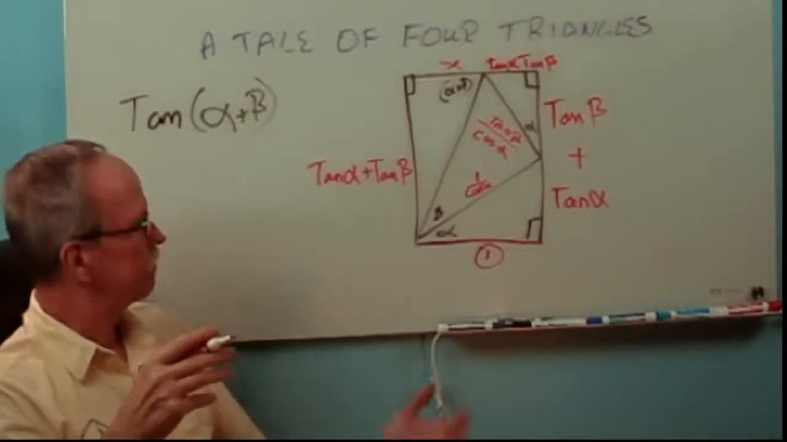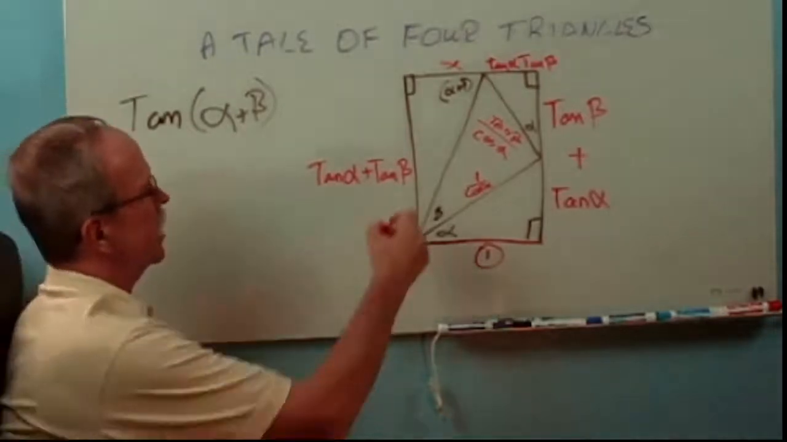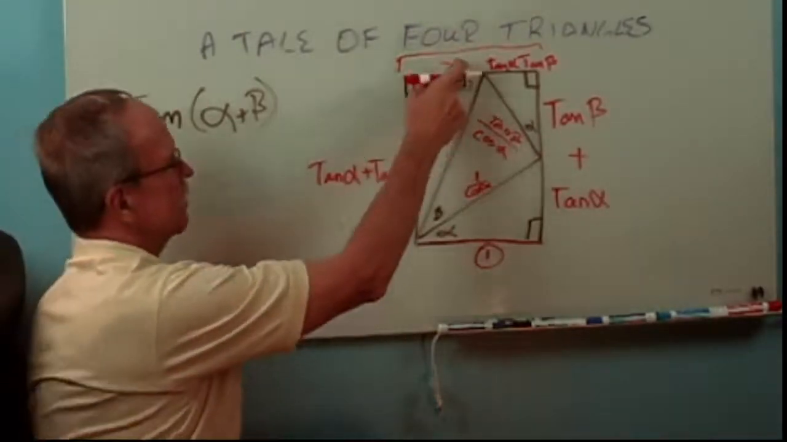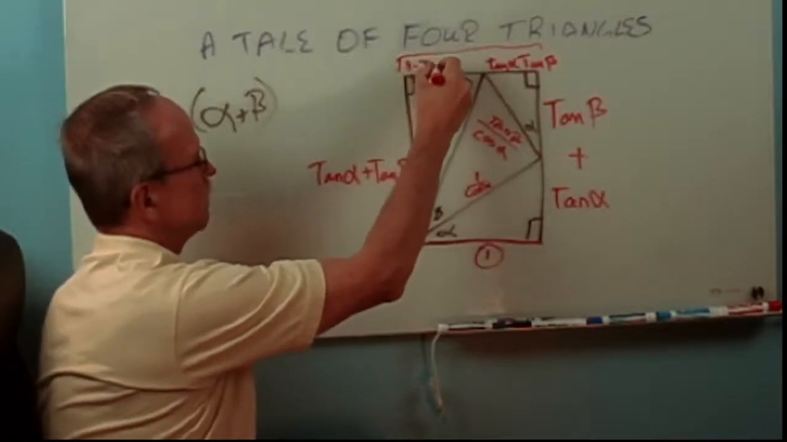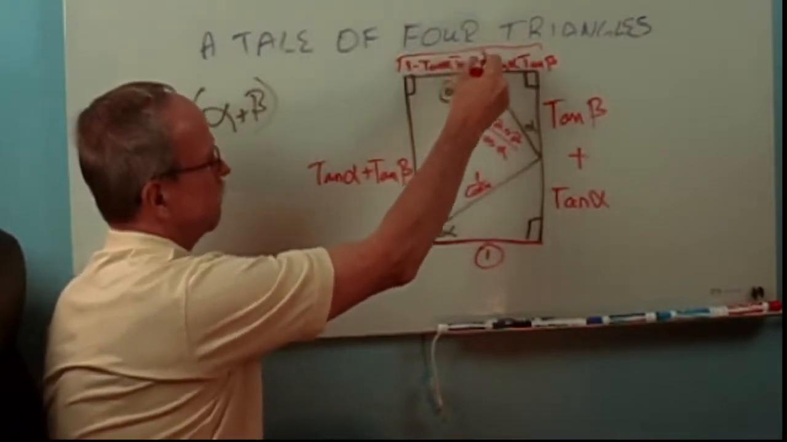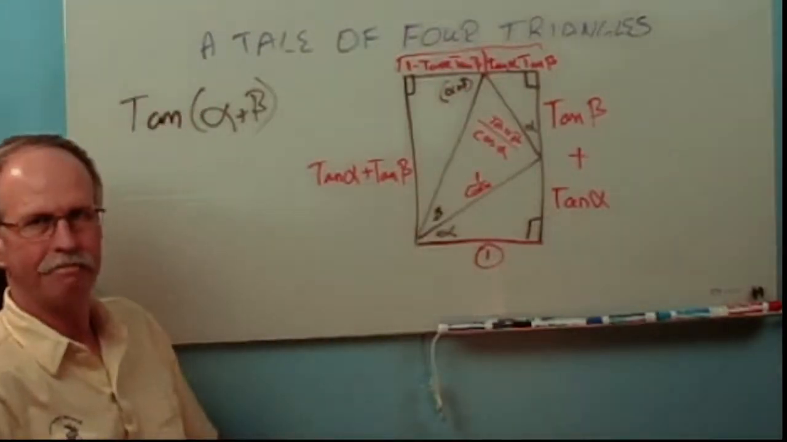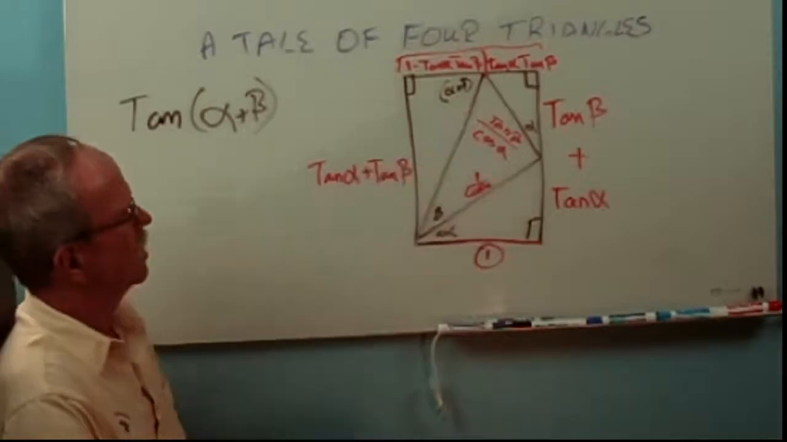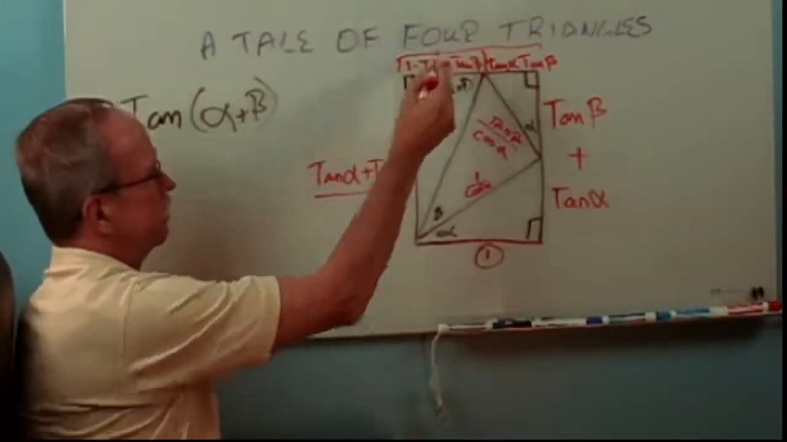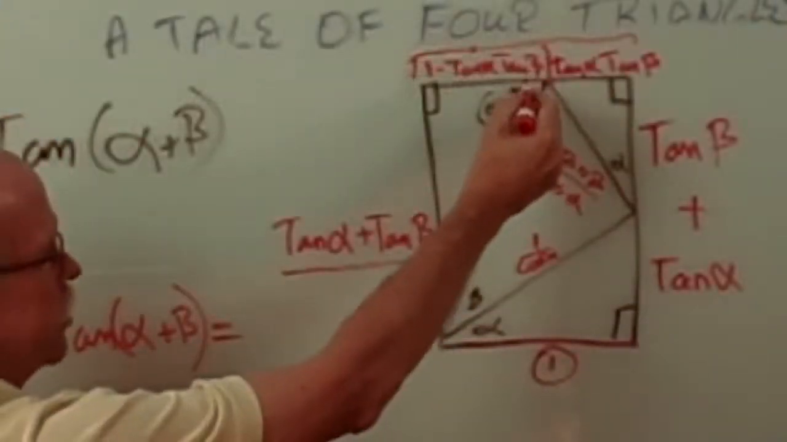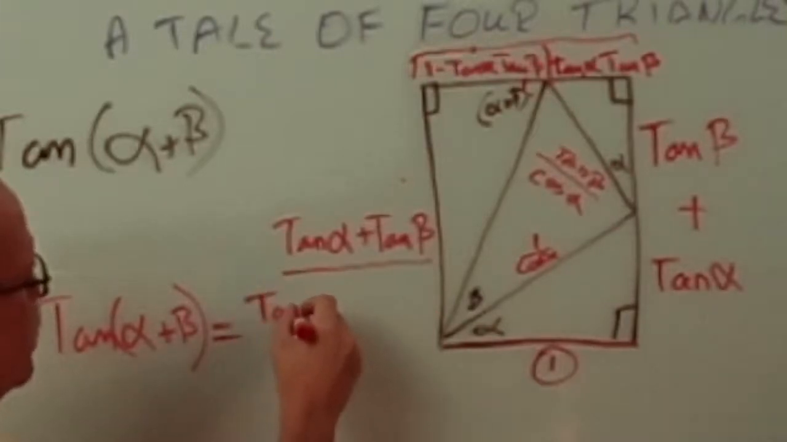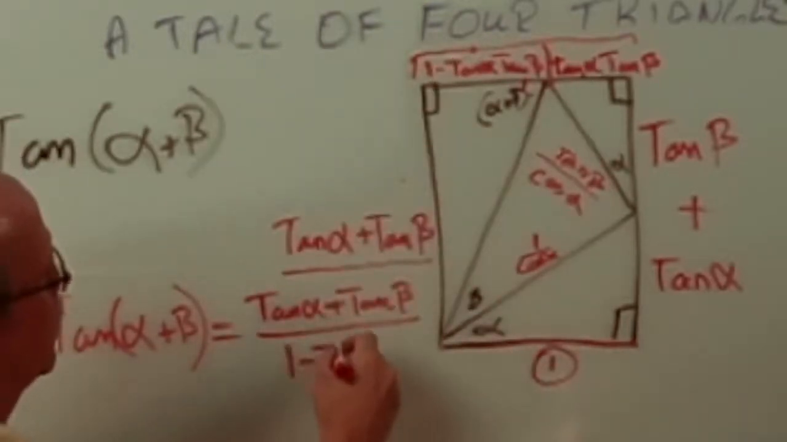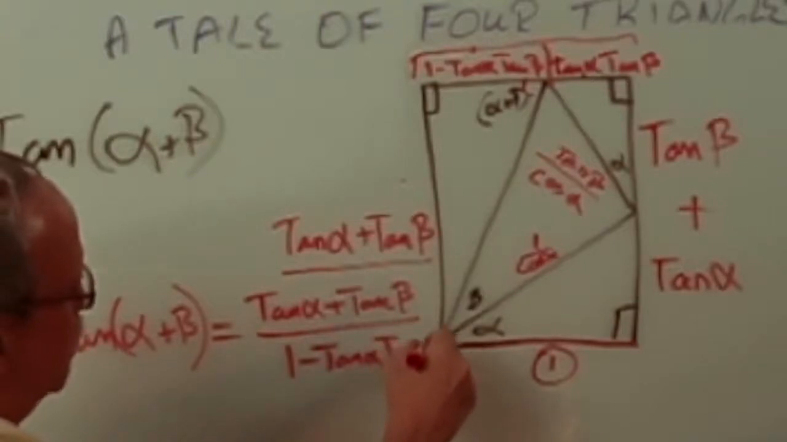Well, I don't know about you guys, but I'm tired of doing all this trig. Since this is 1, and that's tangent alpha times tangent beta, I'm just going to say that this side right here is 1 minus tangent alpha tangent beta. Now we're done. Why are we done, do you say? What is the tangent of alpha plus beta? It's the opposite over the adjacent. So there's our angle. That's the opposite side. So we have tangent alpha plus tangent beta over that side, 1 minus tangent alpha times tangent beta.